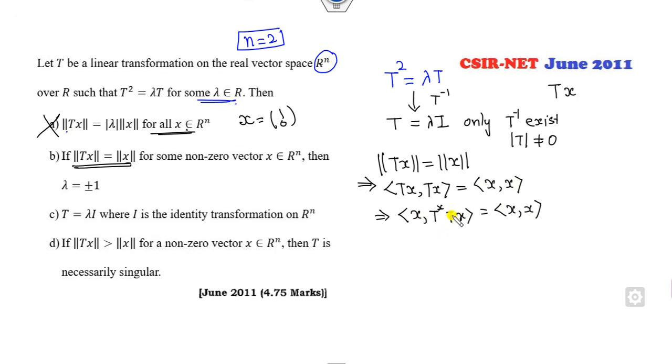So if you compare them, what is the meaning of that? This number must be 1. So what is the meaning of that? This is an orthogonal matrix. So 1 is the orthogonal matrix, but the eigenvalue of this is plus or minus 1. So it's a correct option.